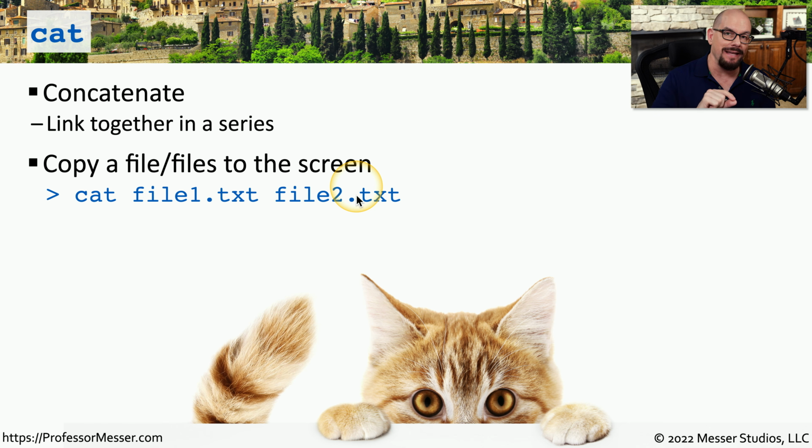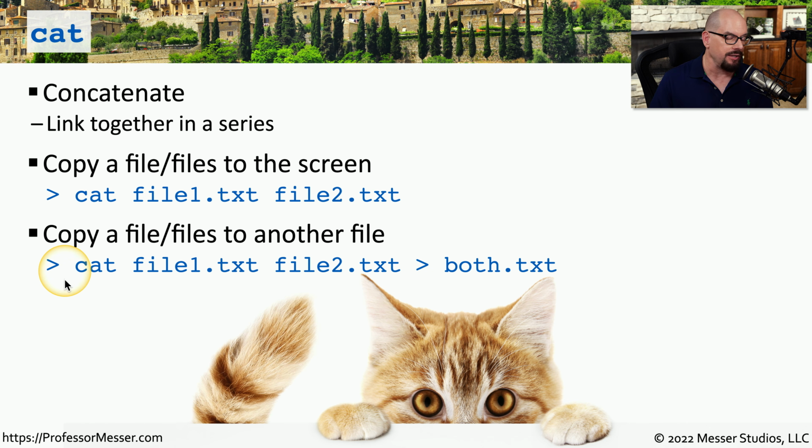If you would like instead to take the contents of those files and copy it to a new third file, you would use the same cat command with file 1 and file 2, but you would use a greater than sign, which redirects everything that would normally go to the screen and redirects it to the name of a file. And the file that we would use would be, in this case, both.txt.